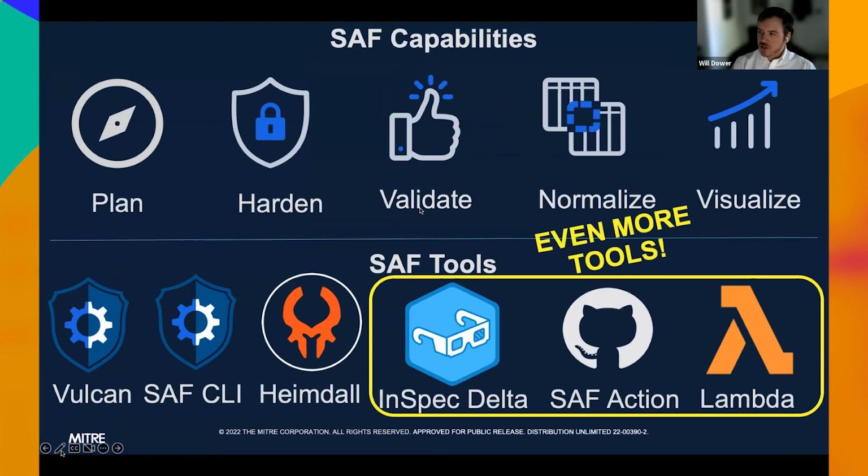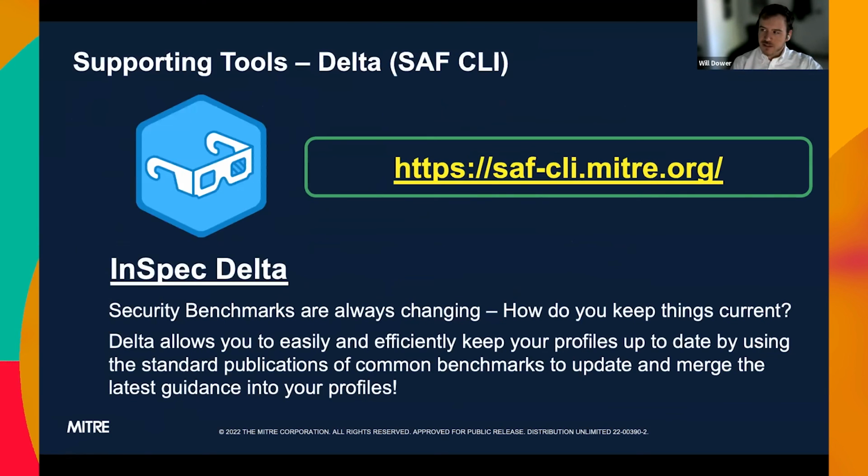All right, so we've talked a good bit about the SAF's tools that line up well with our pillars of security automation, but I also want to talk briefly about some of the supporting tools we've got in the SAF. The first is called Inspec Delta, which we've been working on in partnership with our friends at Cerner, and which we've recently folded into the SAF CLI as yet another tool in the Swiss Army knife.